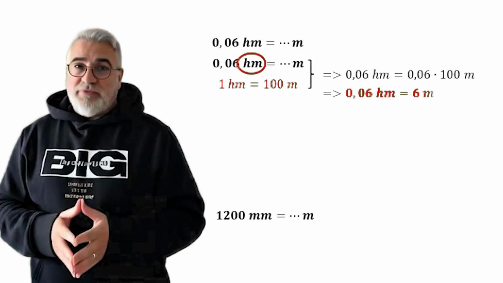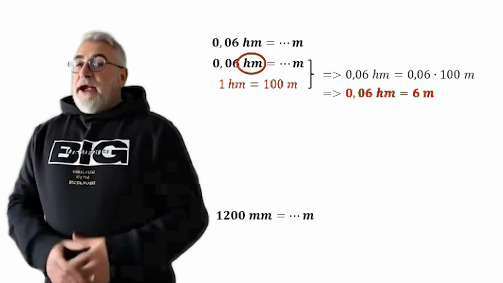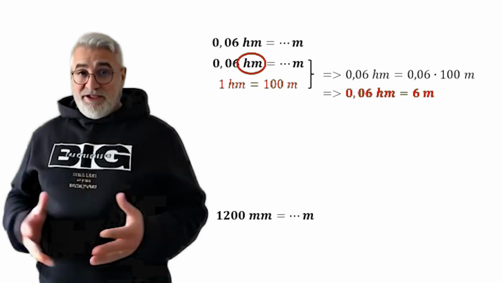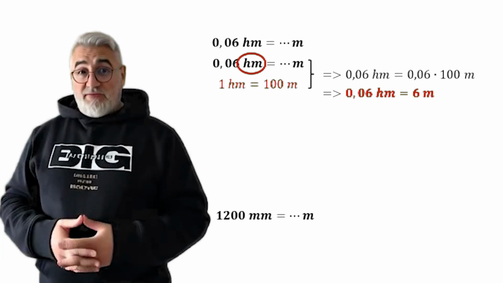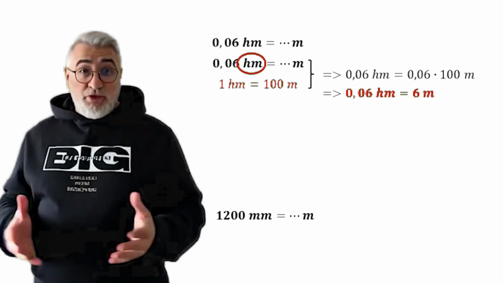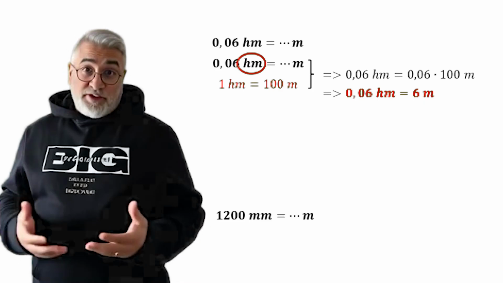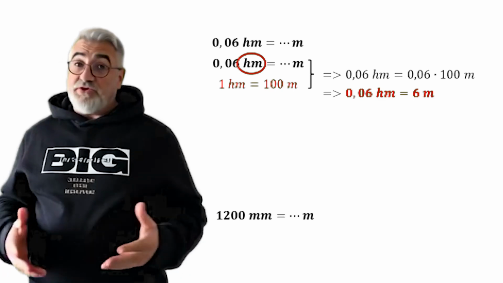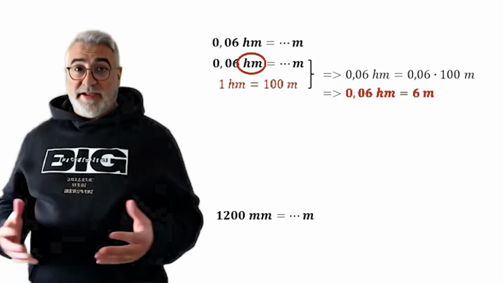Now we use this information in our calculation. We keep the numerical value 0.06 and we replace the unit. So 0.06 hectometers becomes 0.06 multiplied by 100 meters. Next, we perform the multiplication. 0.06 times 100 gives 6, so we can write the final result. 0.06 hectometers is equal to 6 meters.